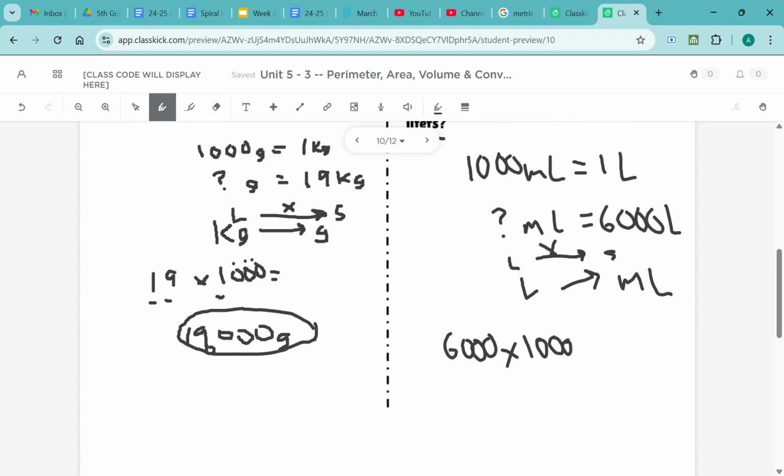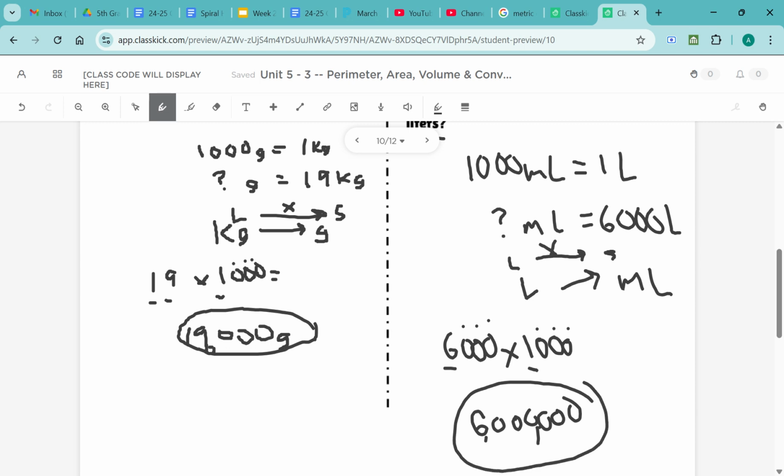And I'm going to use that trick I did again. Multiply the non-zero numbers. 6 times 1 is 6, and then count all your zeros in your problem. 1, 2, 3, 4, 5, 6. So we can add 6 zeros to the problem. Put our commas. We get 6 million. That's pretty big. We get 6 million milliliters in 6,000 liters.